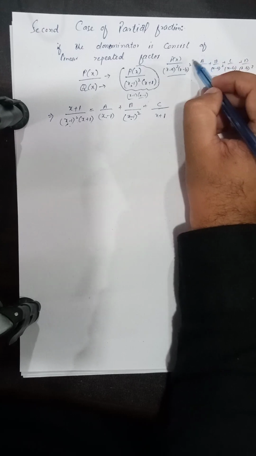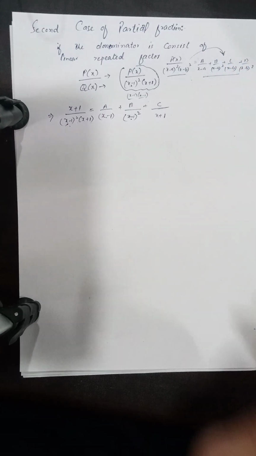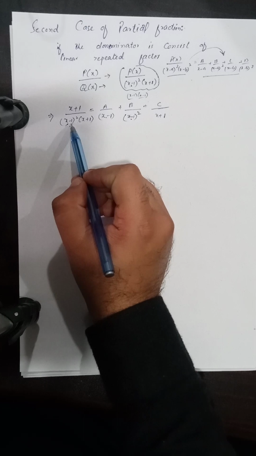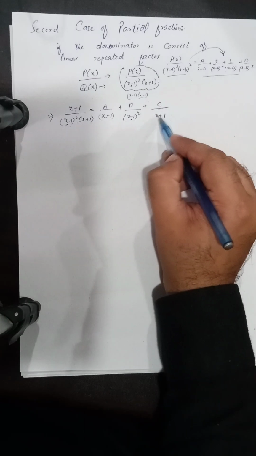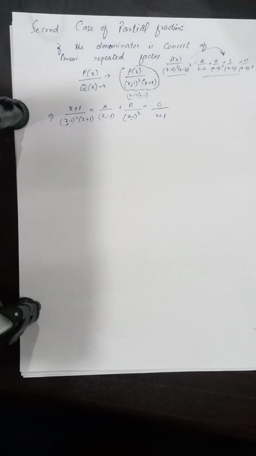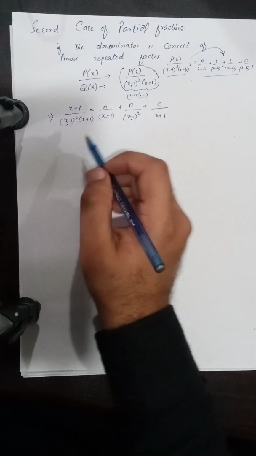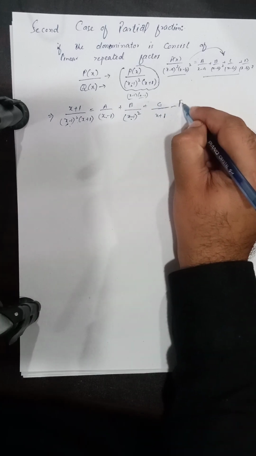This case will be in this form. So here, if it is (x plus 1) whole square, then it will be c divided by (x plus 1) plus d divided by (x plus 1) whole square. This is the second case of partial fraction. This is the first step.